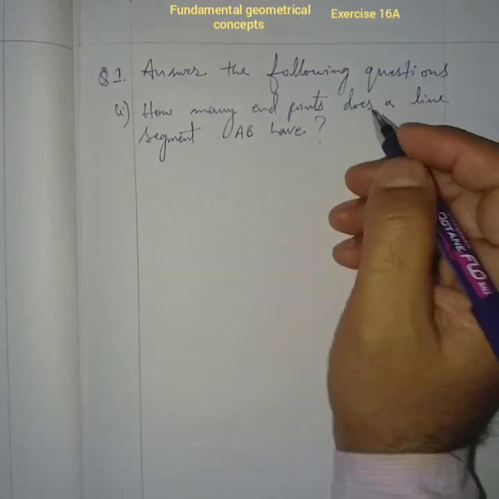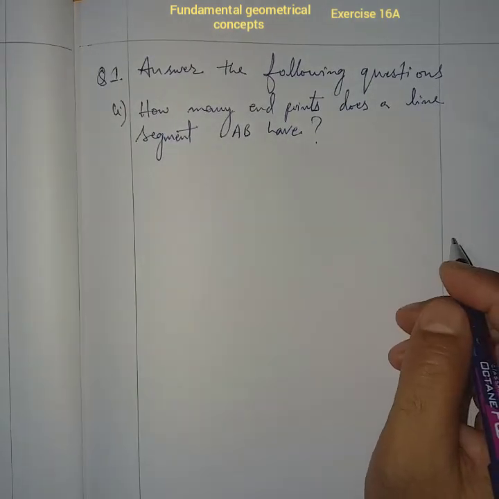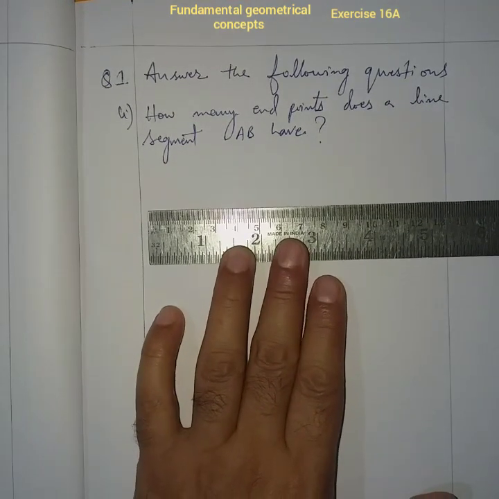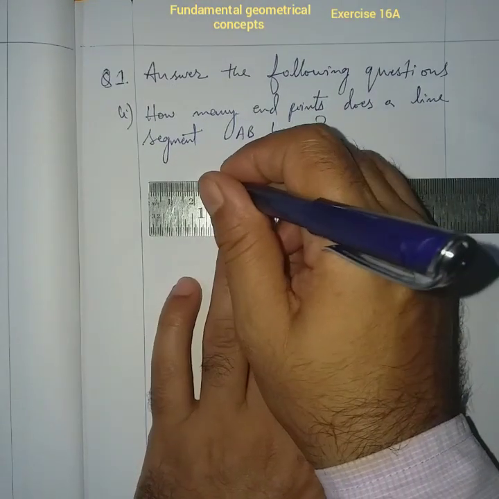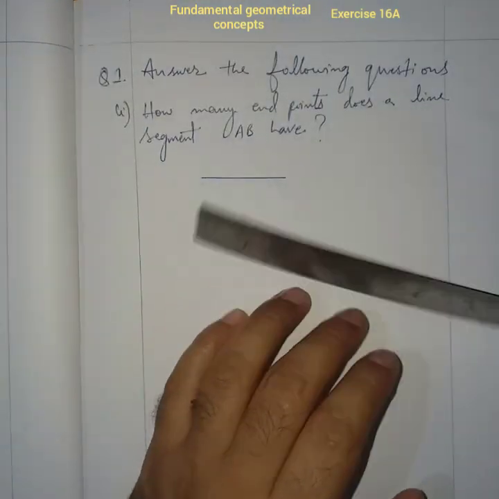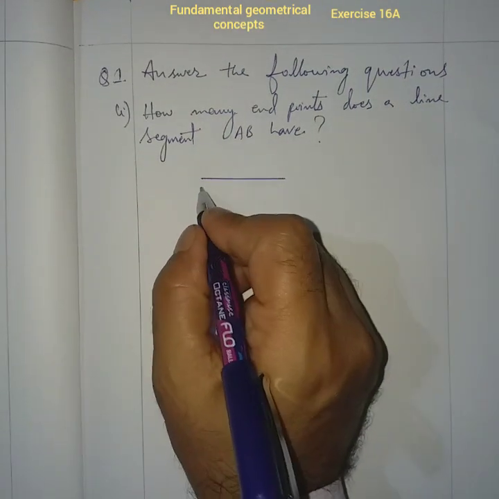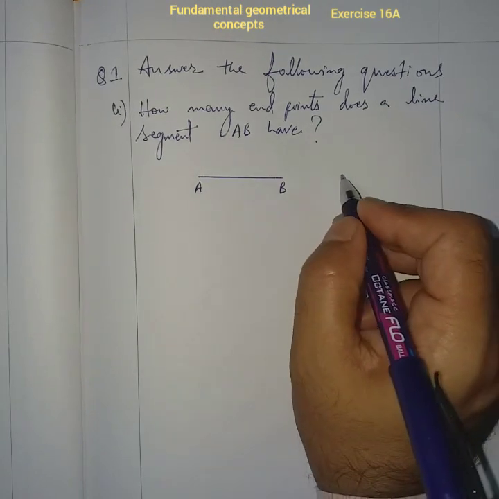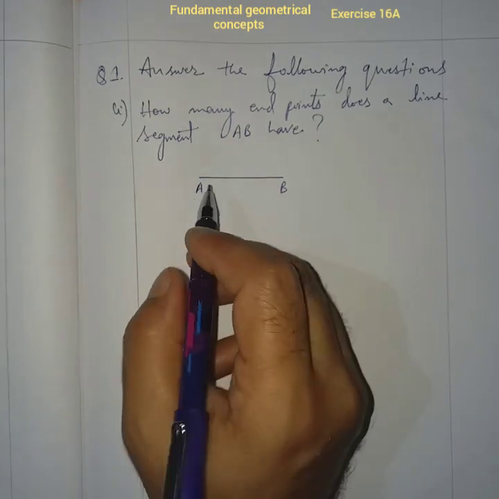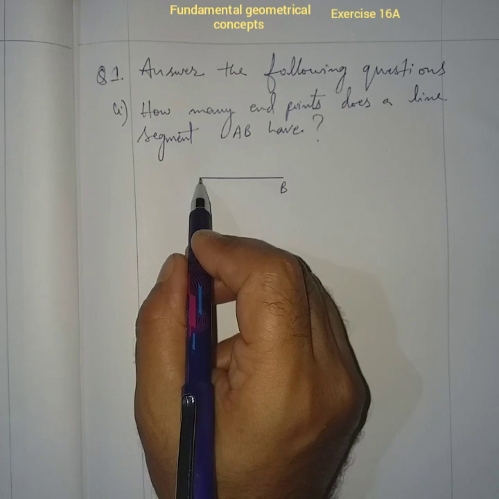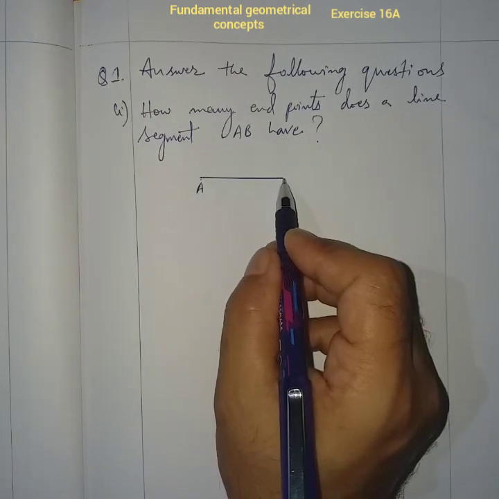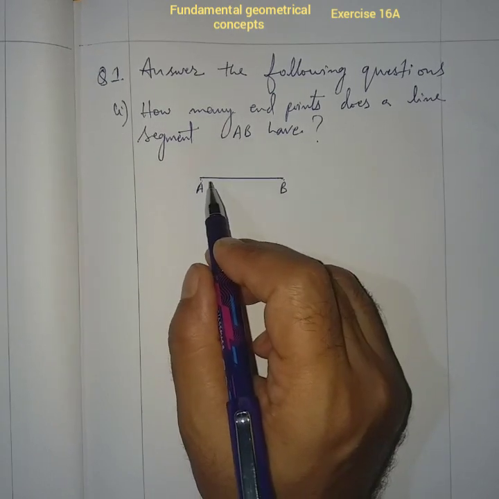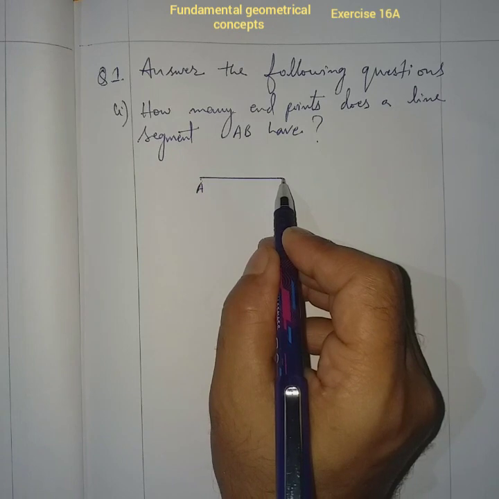So this question is talking about a line segment. So let us draw one line segment. This line segment, okay. AB is the name. AB is the name of the line segment. Now it has starting point here and end point here, okay. Starting point here and end point here. It starts from A and ends at B.